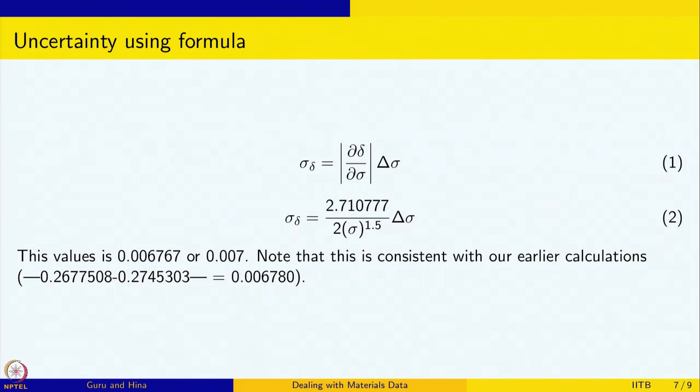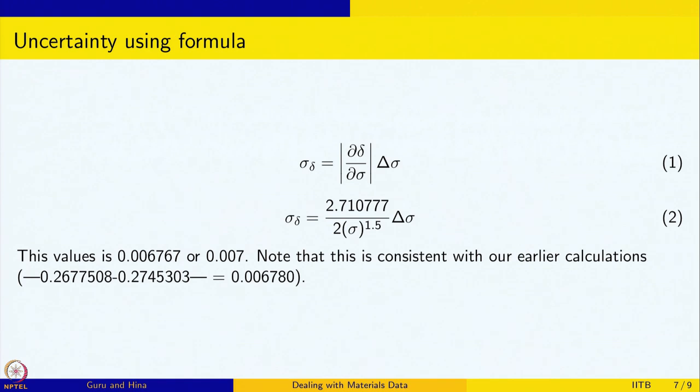Now, there is also another way of calculating the same quantity. Now, the sigma of delta, that is the standard deviation in delta. So, there are two sigmas, so one has to be careful. The left side is the standard deviation. That is obtained by taking the partial derivative of delta with respect to the conductivity sigma and multiplying by the uncertainty in the conductivity. So, if you take the modulus, so we are going to take only the positive value. So, if you take this 2.710777 divided by square root of sigma and you take the derivative, then it is sigma to the power minus half on which you are taking derivative.